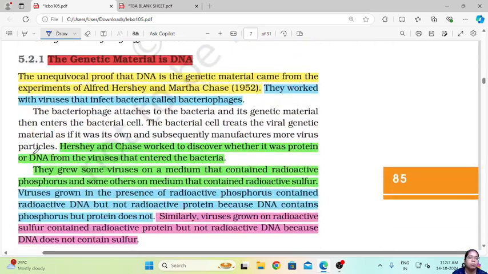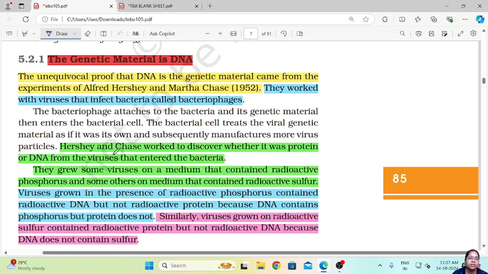Then the most important experiment, on the genetic material, proved that the genetic material is DNA. This was carried out by Hershey and Chase in 1952. They worked with viruses that infect bacteria, called bacteriophages. Hershey and Chase worked to discover whether it was protein or DNA from the virus that enters the bacteria.